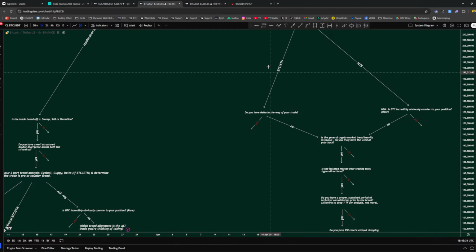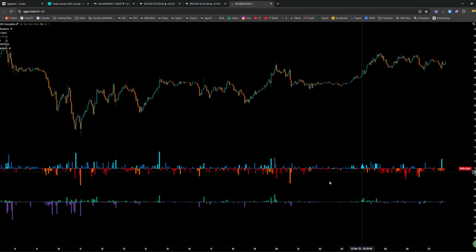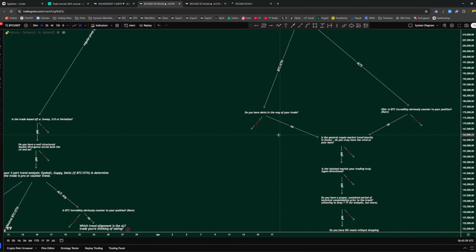So for BTC and ETH, where I do have reliable aggregated Delta, do you have delta in the way of your trade? If I'm taking a breakout trade and I do see a large spike of counter delta to my position, then the gate has kept me out. Here it's yes, all these examples are no. Do you have delta in the way of your trade? Yes, kept me out. If no, then I can proceed, okay?